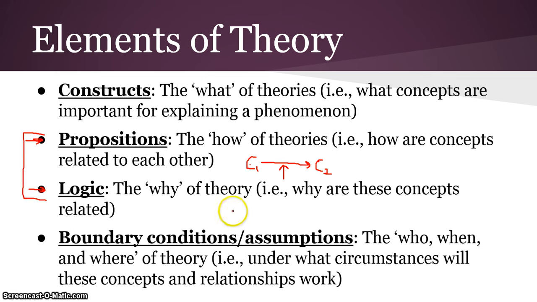And then fourth, we have boundary conditions or assumptions, which is the who, when, and where of theory. Basically it tells us what the context is and under what circumstances these concepts and relationships will work. It's necessary because it also provides us with the scope. It helps us understand what we're doing and how we're doing it, who we're doing it with, what the situation is like, so that we can think about how this might apply in other situations as well.